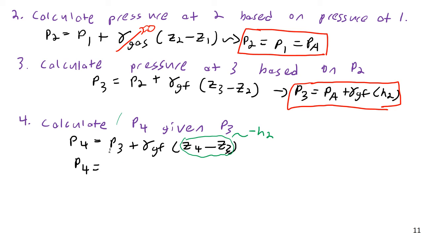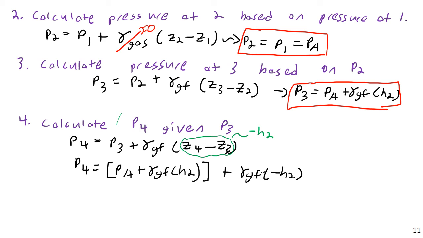is equal to, now I'm going to replace P3 with this expression. I'm going to substitute this expression for P3 in here: PA plus gamma GF times H2, and then plus gamma GF times negative H2.